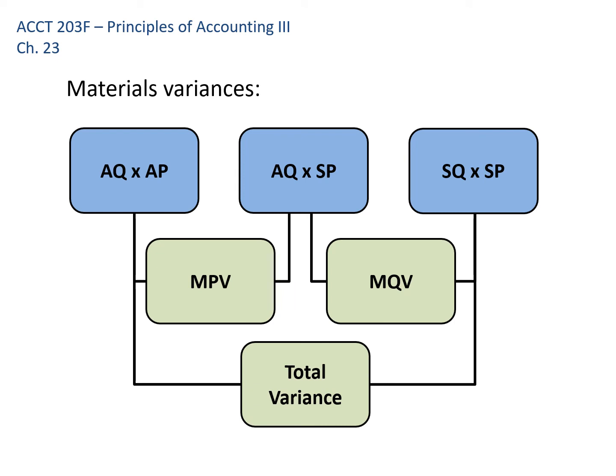Now when I compare between the middle and the far right, I'm holding standard price the same, and I'm looking at the difference between actual quantity and standard quantity. So that gives me the material quantity variance. How much of this is due to, did I use more or less material than I should have for that level of production? Now the total of both variances equals my total material variance.